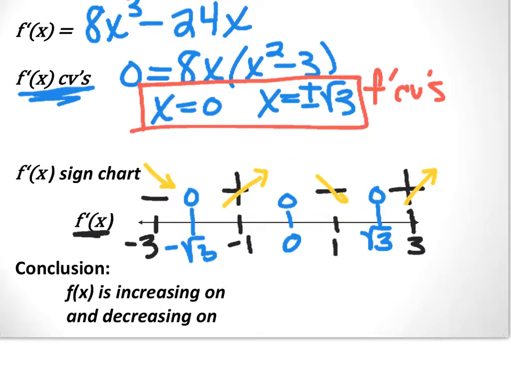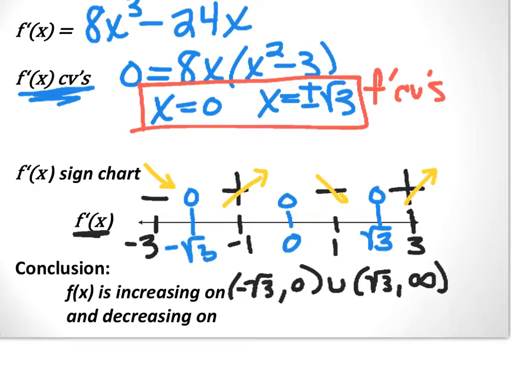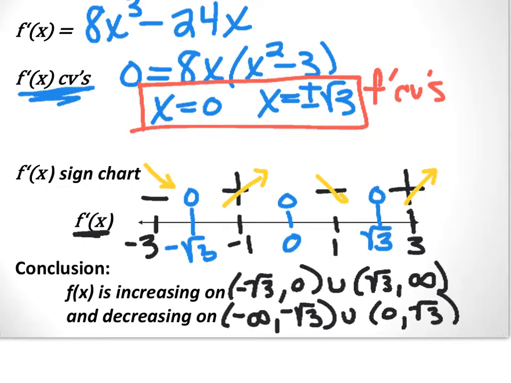And so we can go ahead and write those intervals as our final solution. So it is increasing on -√3 through 0. We're writing the x values on which this is occurring. Union, meaning and, we're gluing them together. And from √3 to infinity. And then decreasing, write the intervals on which it is a negative first derivative. So negative infinity all the way to -√3, union, and 0 all the way to positive √3.